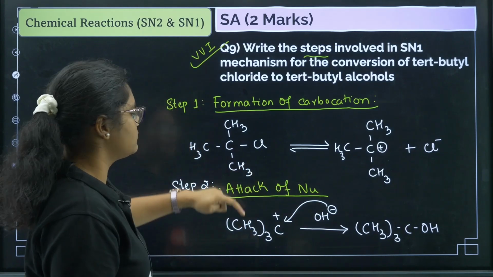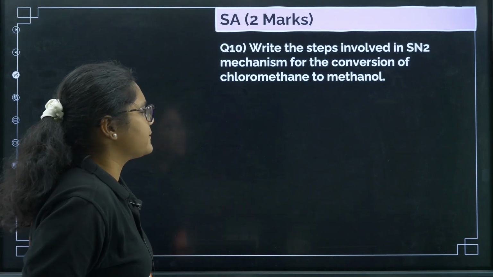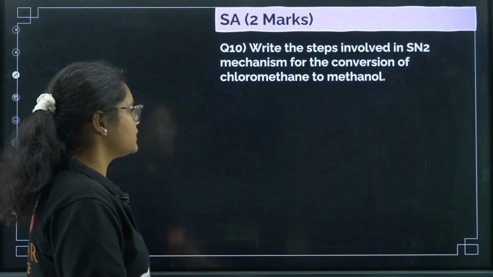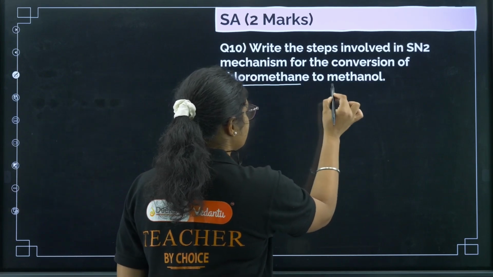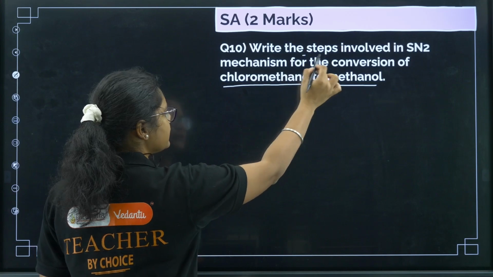Fine, let us do 2 marks, 2 steps, 2 questions. Next, question number 10: write the steps involved in SN2 mechanism for the conversion of chloromethane to methanol. You just need to write the steps.